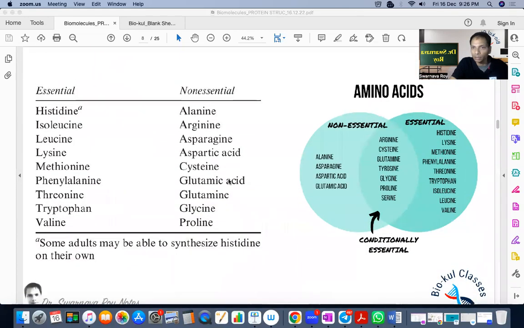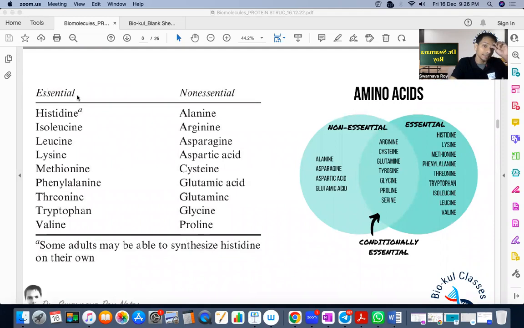showing us the essential and the non-essential amino acids. You can see that these are the essential amino acids. We'll quickly go down the list: histidine, isoleucine, leucine, lysine, methionine, phenylalanine, threonine, tryptophan, valine. All are essential because our body can't make them, and we get them from diet.